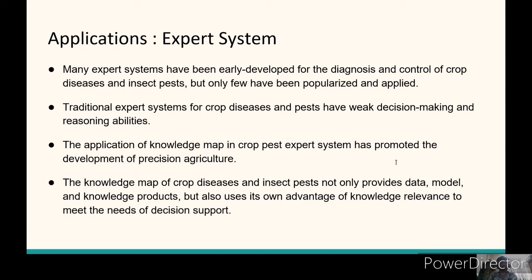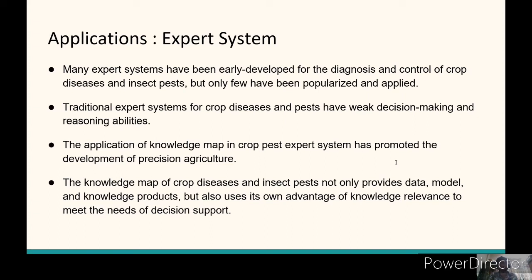Many expert systems have been developed early for the diagnosis and control of crop diseases and insect pests, but only a few have been popularized and applied because the amount of knowledge in the knowledge base is insufficient. Most of them can only realize the query function of knowledge. Essentially, they are only an information publishing system, and the intelligent range and decision making ability of experts is difficult to surpass.